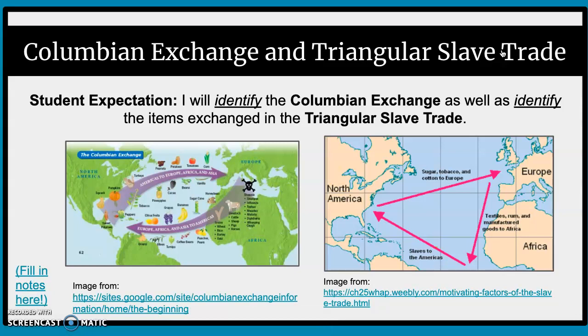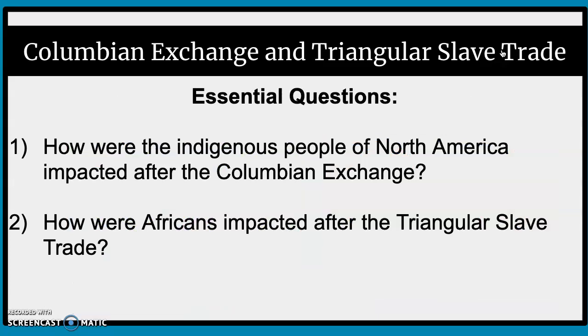Student expectation. I will identify the Columbian Exchange as well as identify the items exchanged in the Triangular Slave Trade. Essential questions. How were the indigenous people of North America impacted after the Columbian Exchange? How were Africans impacted after the Triangular Slave Trade?